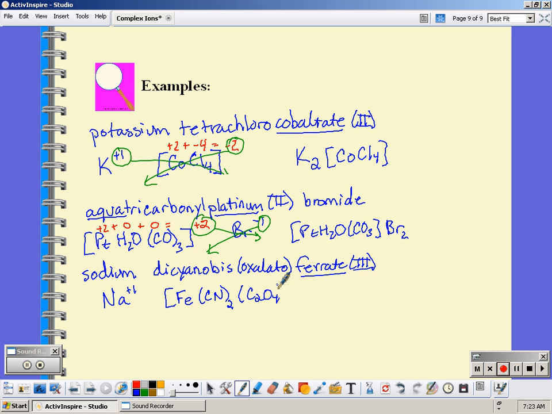And then I need to figure out the charge. So the Roman numeral here tells me that this is 3, so I'm going to say +3. CN has a charge of -1, so there's 2 of them, so that's -2. Oxalate has a charge of -2, and there are 2 of them, so that's like a -4. So that means the overall charge, if I add that all together, would be a -3. So then I'm going to cross my charges, +1 and -3, and I get Na3, Fe(CN)2(C2O4)2.